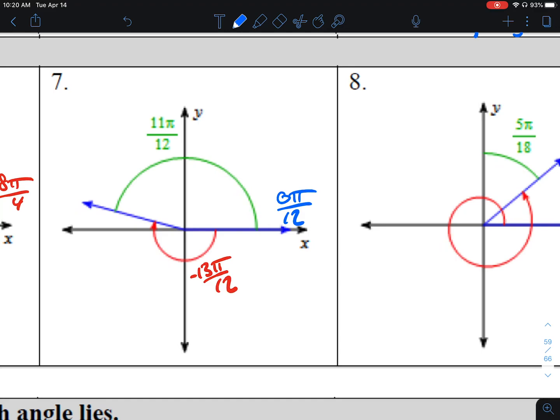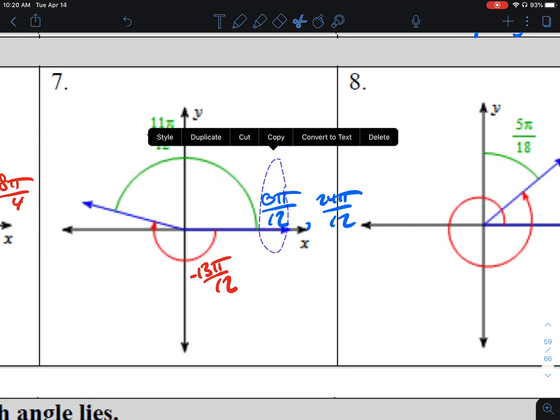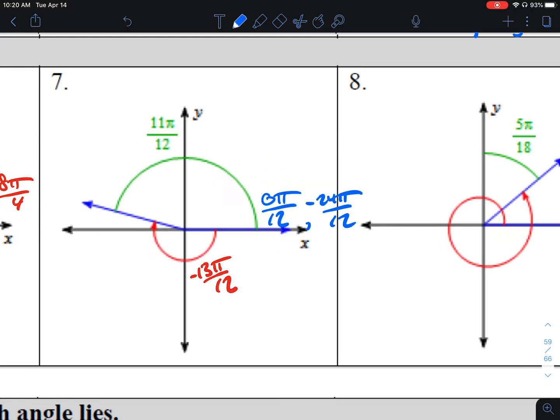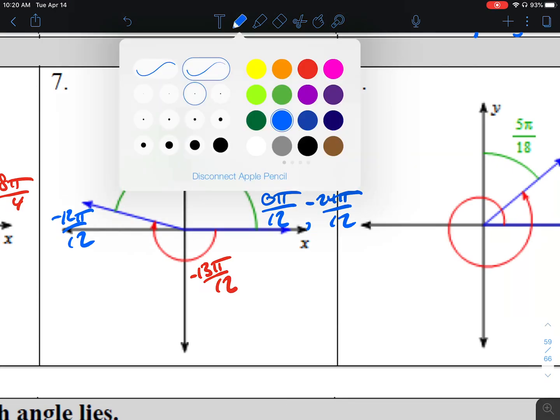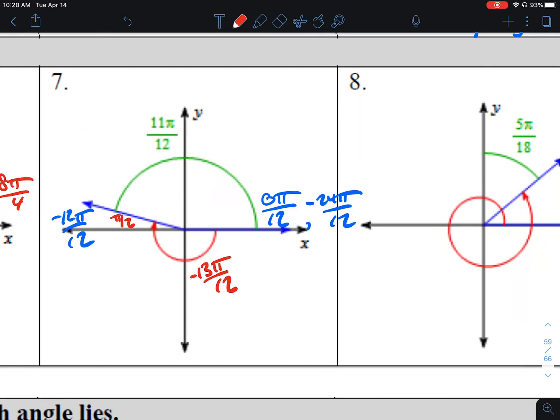So we got 0 pi over 12, complete revolution, which is 2 pi. We're going in the negative direction. That would be negative 24 pi over 12. Halfway around will be negative 12 pi over 12. Let's see. What we could figure out then from this, if it's 11 pi over 12 to here, that means that this little gap that we're missing, it must be 1 pi over 12. And then hopefully you could see that if we have negative 12 pi over 12 plus another pi over 12, we get 13 pi over 12.